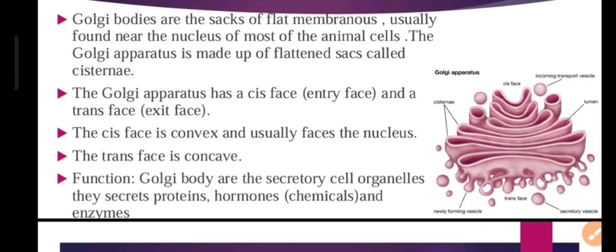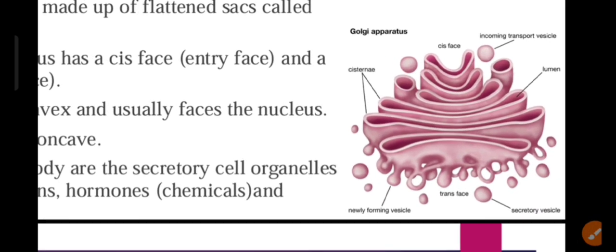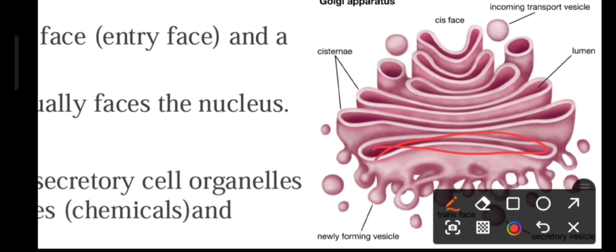See, the Golgi bodies. Golgi bodies are sacs of flat membrane usually found near the nucleus. We can notice these Golgi bodies near the nucleus of most animal cells. The Golgi apparatus is made up of flattened sac-like cisternae. These sac-like structures are called cisternae.